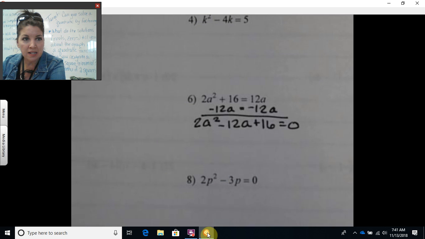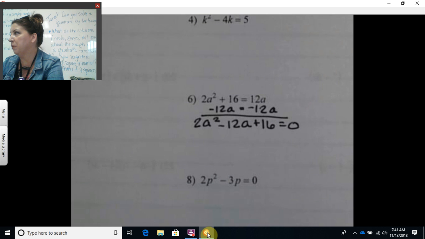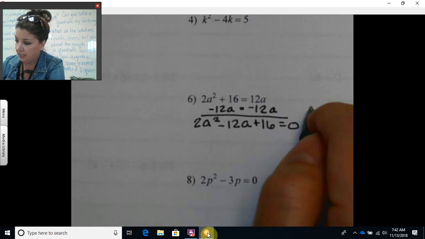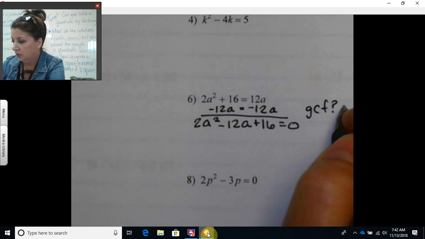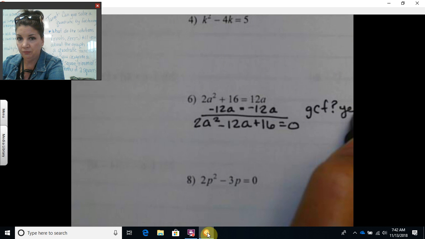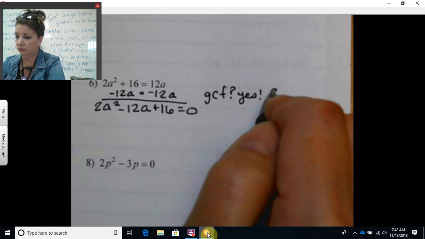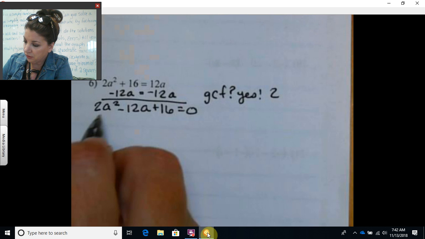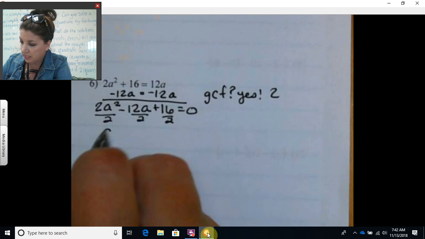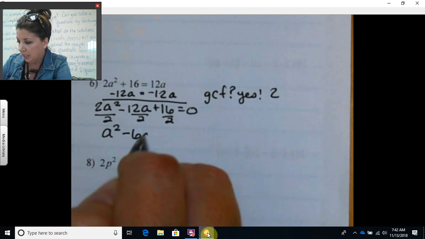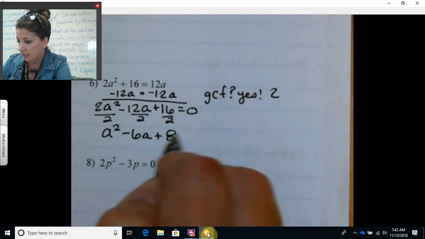Now, I forgot to ask this question on the last problem because I just knew there wasn't one, but I should have. Is there a greatest common factor? If there is, factor it out. And what is it? 2. So I'll factor out my 2, and I get a squared minus 6a plus 8 equals 0.